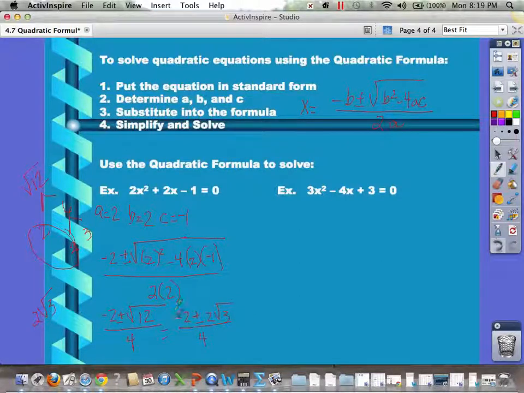Well, guess what? That's still not simplified because all these outside numbers are divisible by 2. So this becomes negative 2 divided by 2 is negative 1, plus or minus 2 divided by 2 is 1 square root of 3, and 4 divided by 2 is 2. Now, if you need to put that 1 right here in front of the square root of 3, that's fine. But if not, this is what you'll see. These are the answers that you'll see in a multiple choice type test.